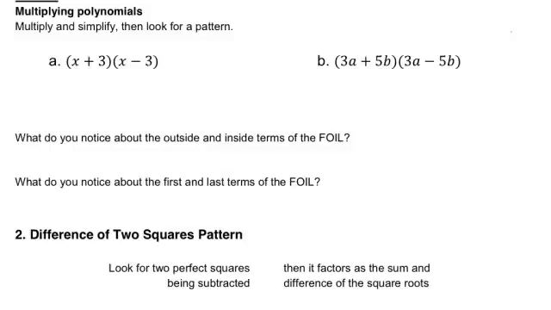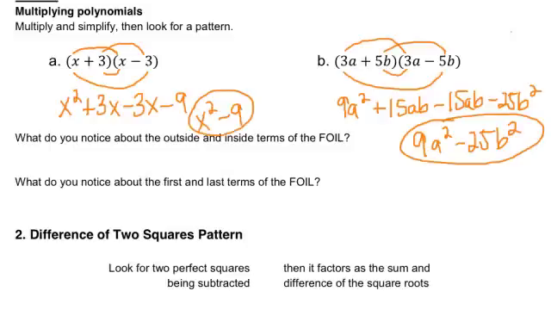Now, some of you may have heard the term FOIL before, and that is when we're multiplying two binomials. We multiply the first, outside, inside, and last. If you haven't heard of FOIL, again, just think of the distributive property, because that's how we would multiply these polynomials. For part A, you should have gotten x squared minus 9. For part B, you should have gotten 9a squared minus 25b squared.